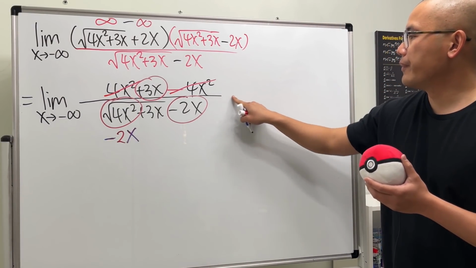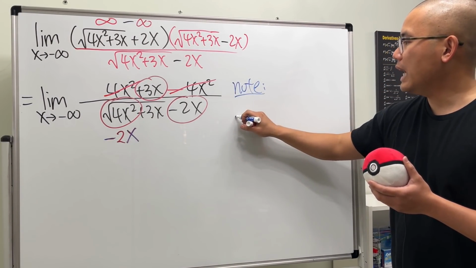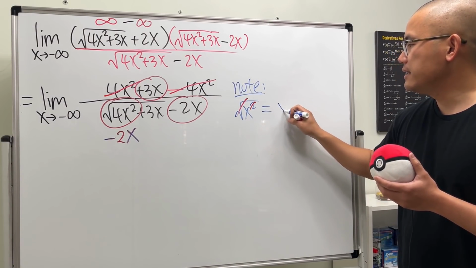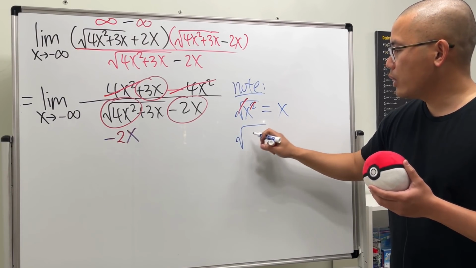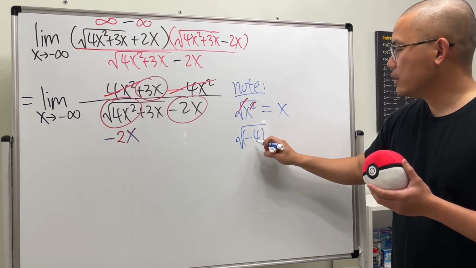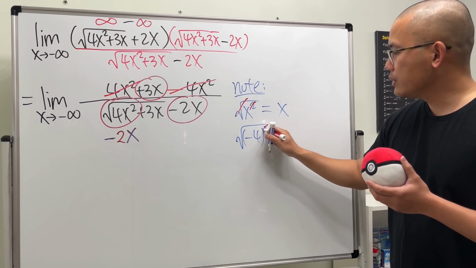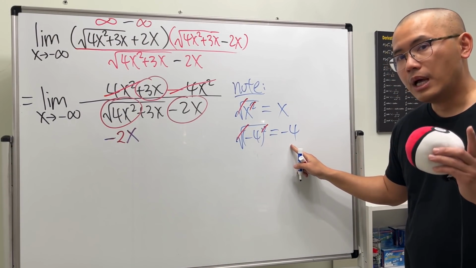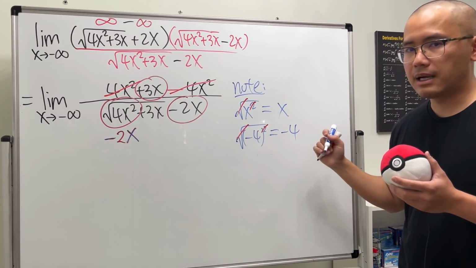So here's the deal. Let me put down a note right here. When we have square root of x squared, if we just cancel this and that and say this is x, this is not correct. For example, square root of (-4) squared, can we just cancel this and that and say the answer is equal to -4? No, because the output of a square root function has to be positive.